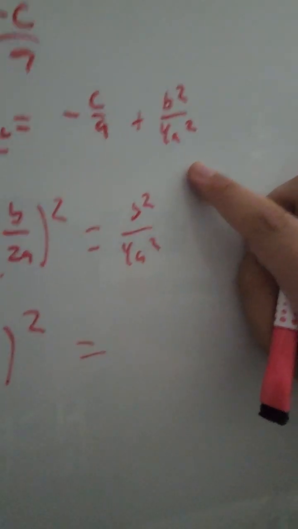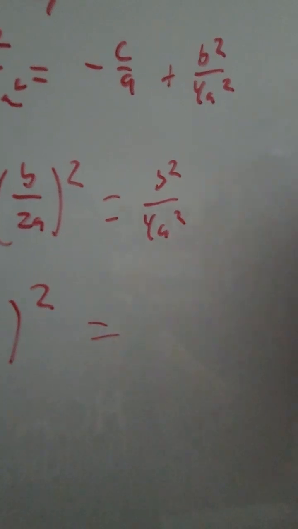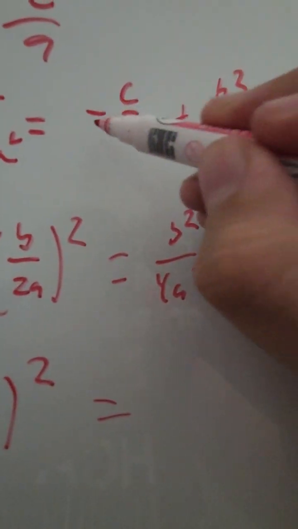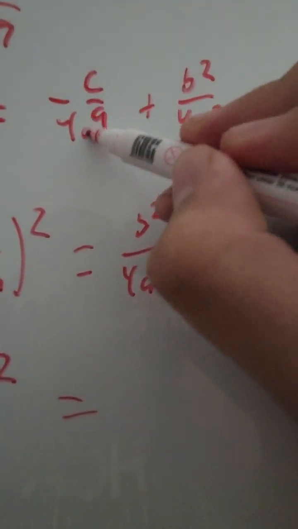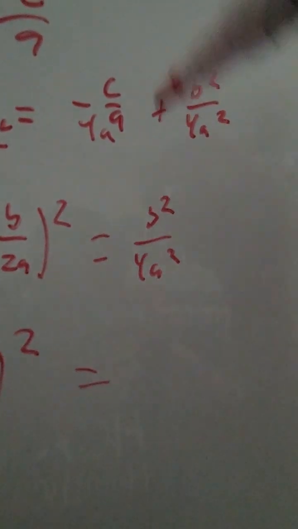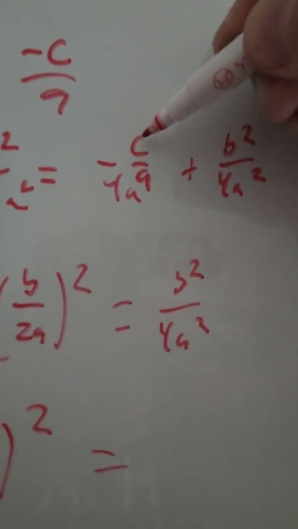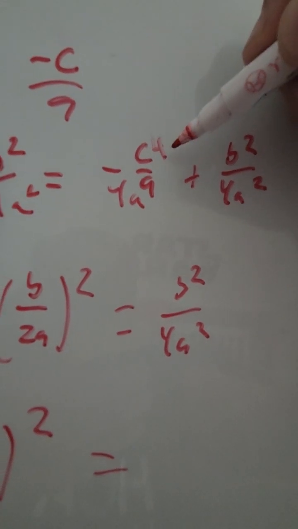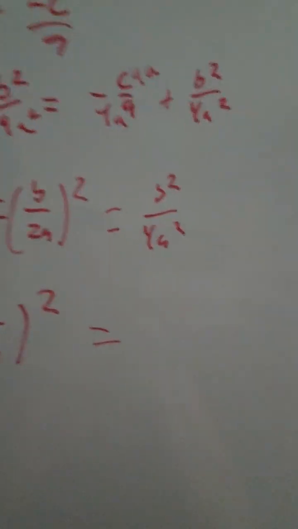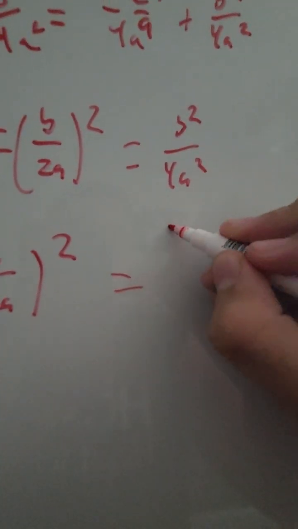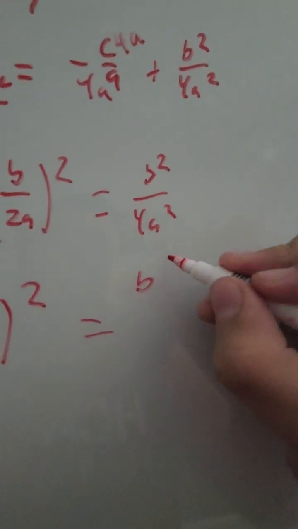So what we can do, we can find a common denominator. So what we need here is a 4. And then what we need here is another a, or a squared. We can put this on the top. So we can put a 4 here, and then we can put an a here. And then we can rearrange it, which will give us b squared.